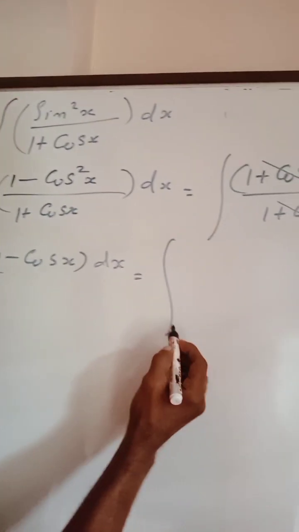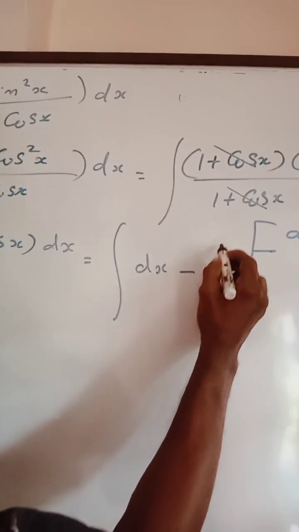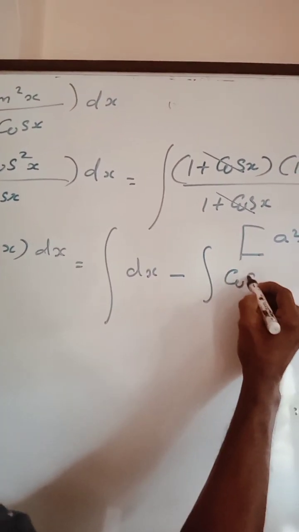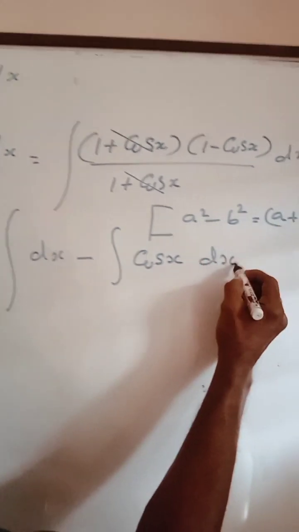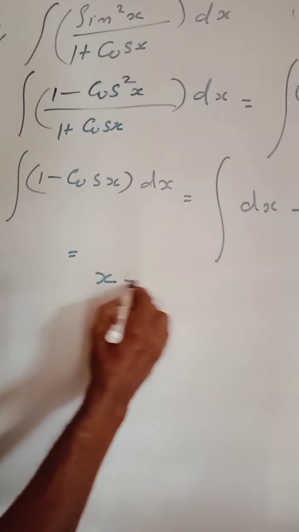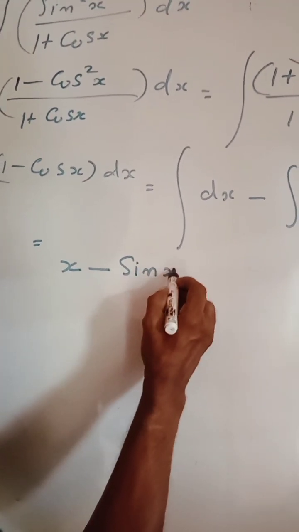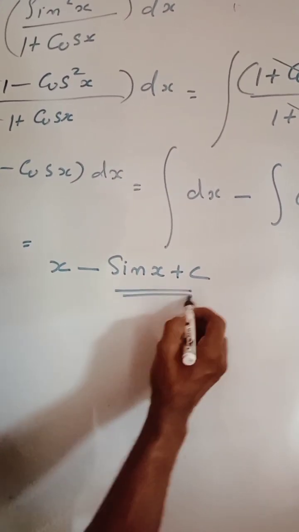This is equal to the integration of dx minus the integration of cos x dx. This is equal to x minus the integration of cos x, which is sin x, plus c.